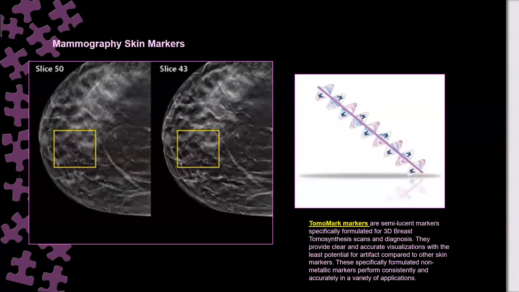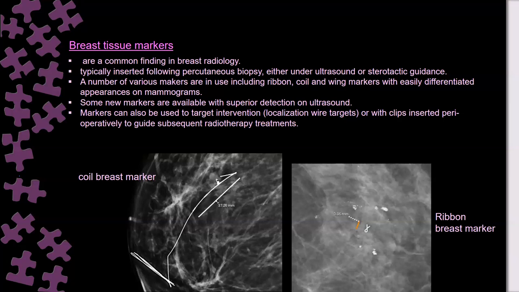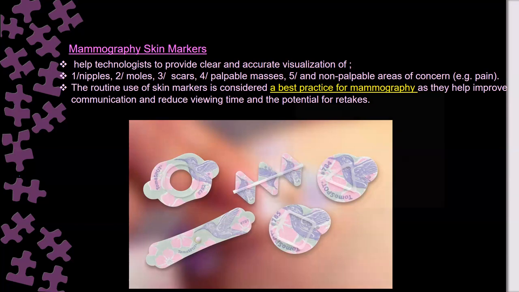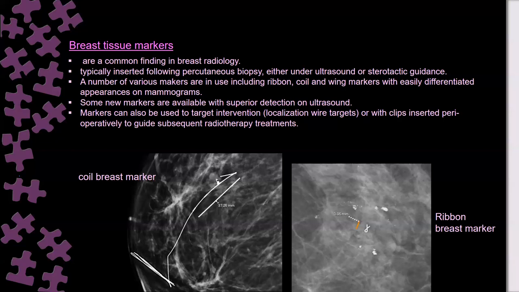And even nowadays, they are making skin markers, especially for tomosynthesis, like this. And we have to differentiate them from breast tissue markers. What is the difference between skin markers and breast tissue markers? Can you tell? A breast tissue marker, for example, when they want to take a sample, a biopsy, they put the marker, then they take an image to ensure that it is within the lesion, and then they usually take a biopsy and put a marker.